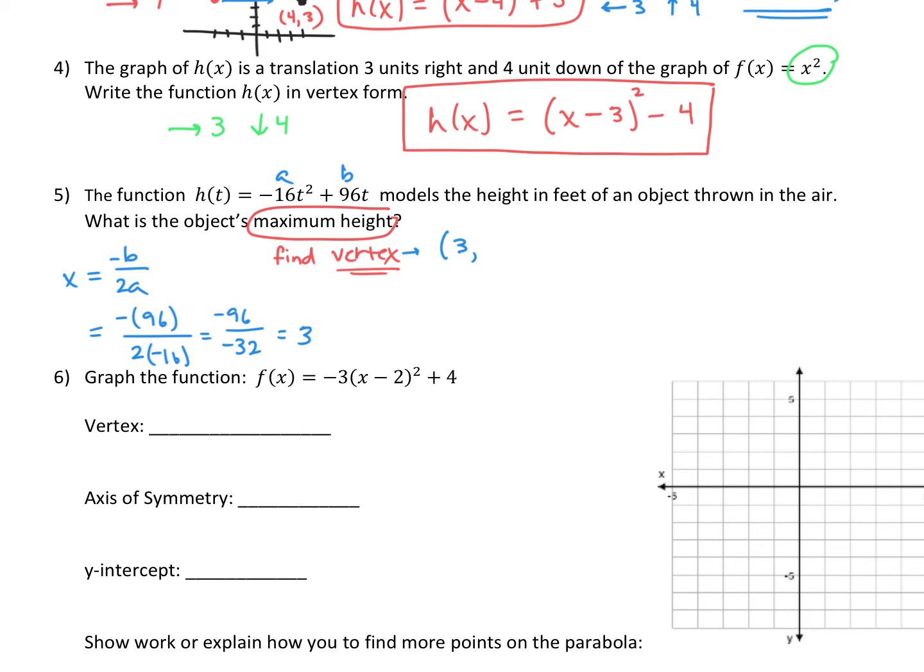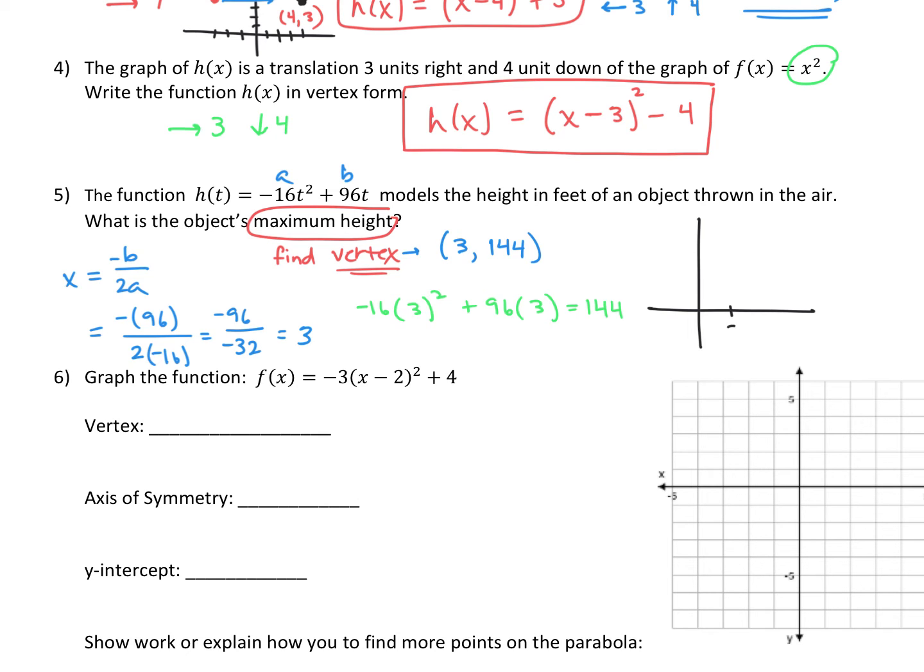Now to get the y value, we just have to plug that in for our variable. I guess our t's, but t's, x's, same idea. So we're going to do negative 16 times 3 squared plus 96 times 3 and see what we get. So when we calculate that, we get 144. That is the y-coordinate of your vertex. So if we think about what that means in a parabola, the vertex is at the ordered pair 3, 144.